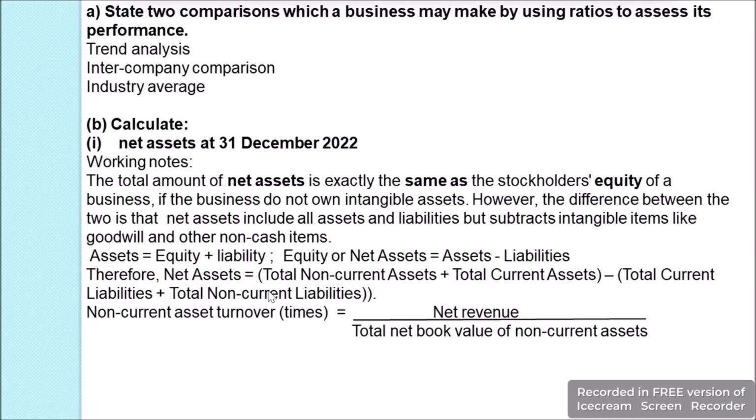For this, they have given us the non-current asset turnover ratio. So we are going to apply the formula, that is non-current assets turnover is equal to net revenue divided by total net book value of non-current assets. With this, we will find the total value of non-current assets. Then we will proceed and find the net assets.